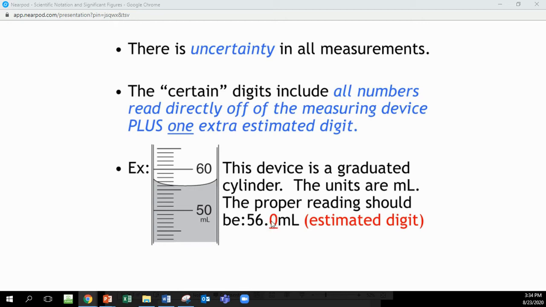You might say it's 56.0, and I might say it's 56.1 milliliters. And those are both correct, because what a significant digit does is it tells you, I am certain about these ones, and the very last digit, that's the one that is my estimate. That is my guess. Okay, so you need to know what your significant figures are.